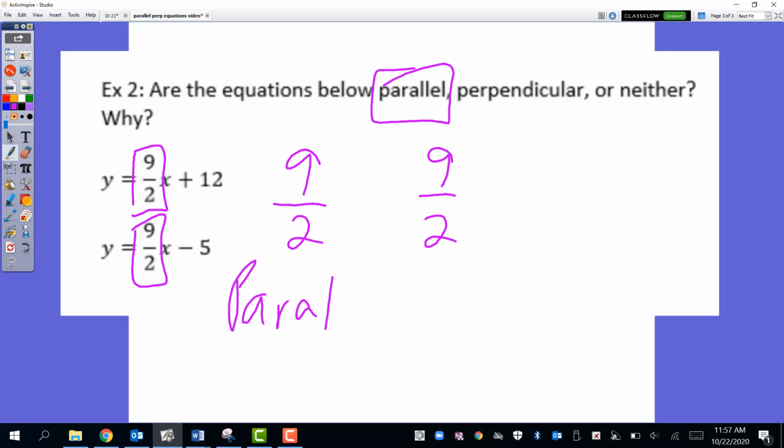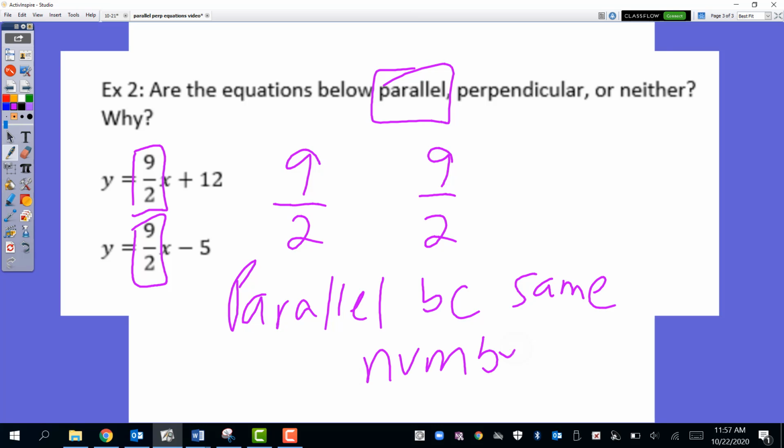And how do I know they're parallel? Because they're the same number, the same slope. Okay, so all you're focusing on is the slopes only. Do not look at these other numbers. So you can go ahead and start the quizzes.